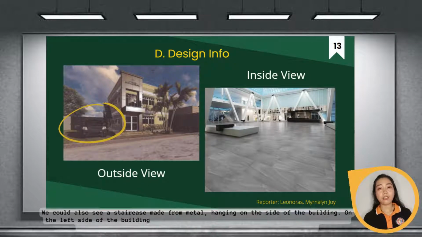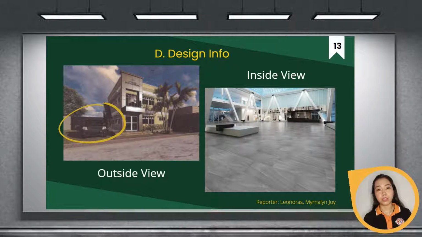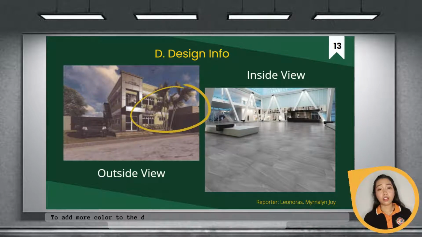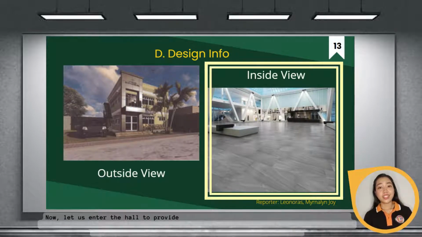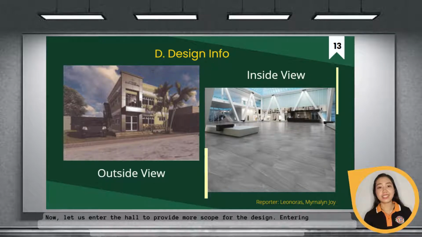On the left side of the building, we can see a parking area with a capacity of 2 cars for the people who intend to visit the Sinadya Multi-Purpose Hall. To add more color to the design of the building, on the outside, we added trees and plants to promote a clean and green environment. Now, let us enter the hall to provide more scope for the design.